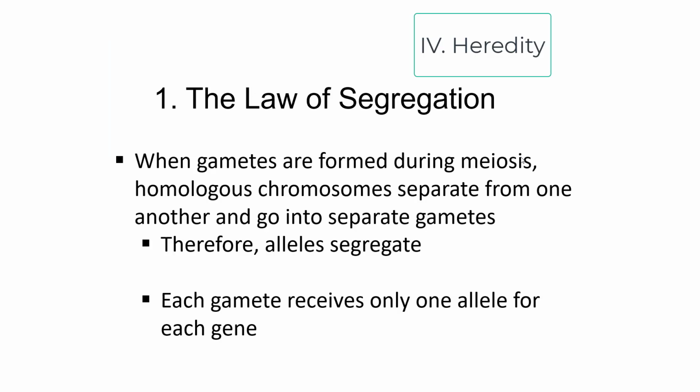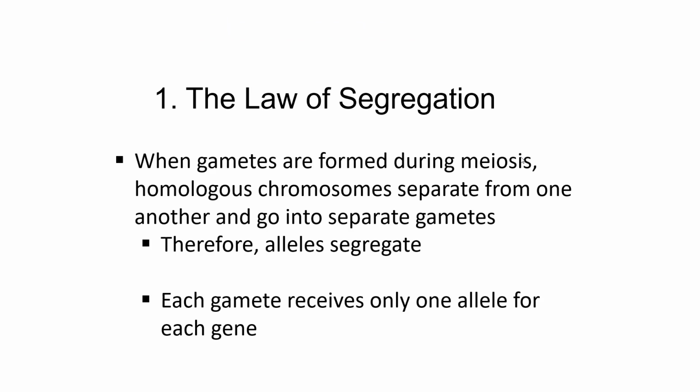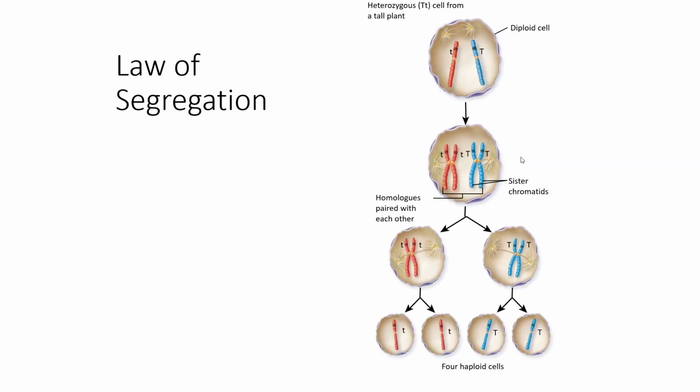There are some laws of heredity that come into play when we look at meiosis. The first one is the law of segregation, which is when gametes are formed during meiosis, homologous chromosomes separate from one another and go into separate gametes, which means the alleles separate. Each gamete can only receive one allele for each gene. This is how this works.